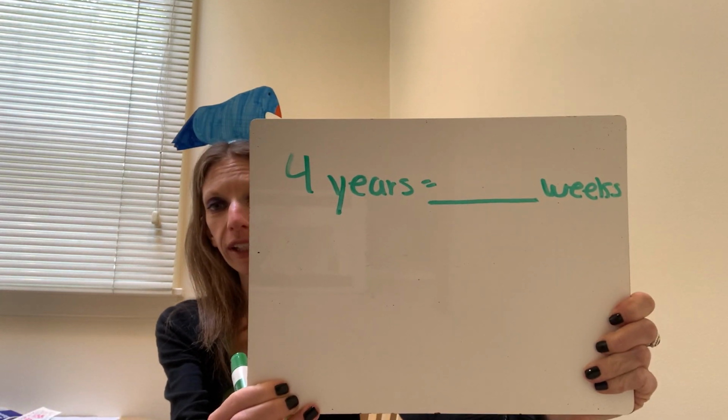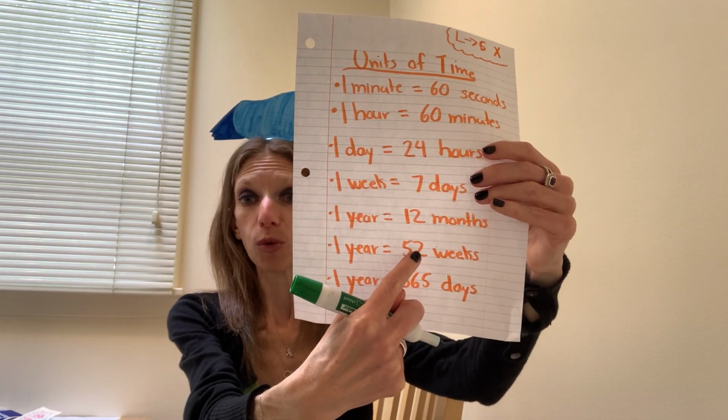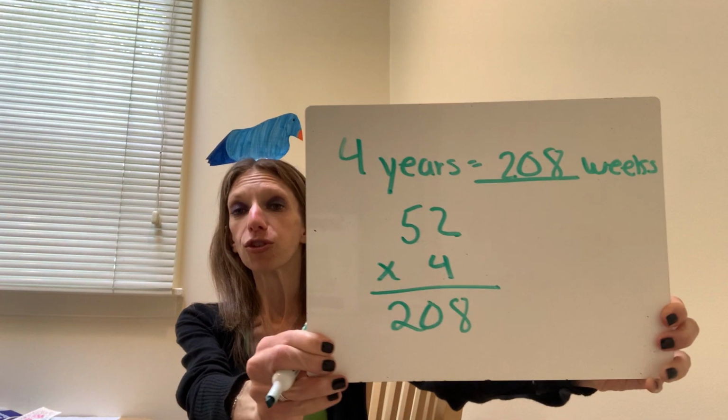All right, let's see here. I have 4 years. I want to know how many weeks is that? All right, so 4 years, how many weeks? Well, again, 1 year is 52 weeks, so we have to do 52 times 4. Just like that, setting it up vertically. So 4 times 2 is 8. 4 times 5 is 20. We get 208. So 4 years is 208 weeks. Not hard.